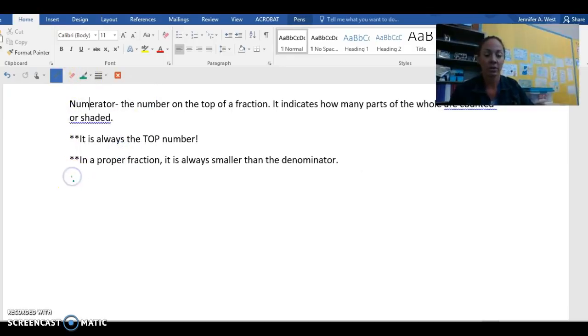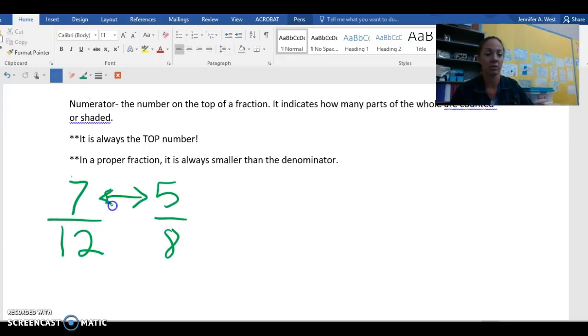All right, so an example of a numerator, let's say we have 7/12 and 5/8. The 5 and the 7 would be our numerators.